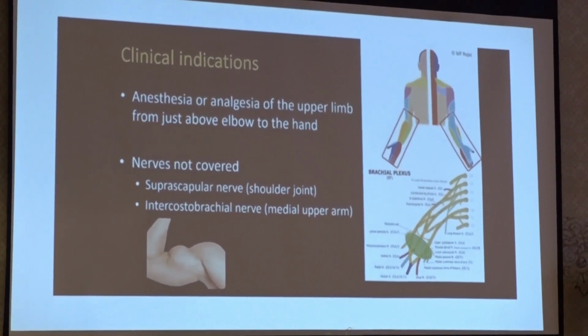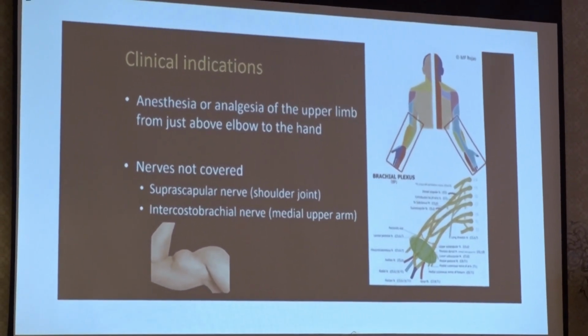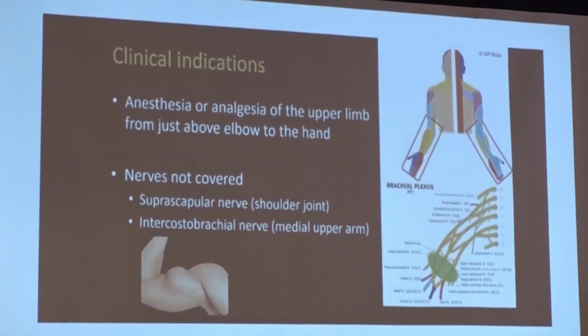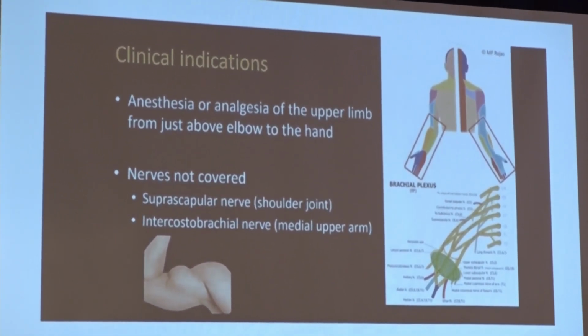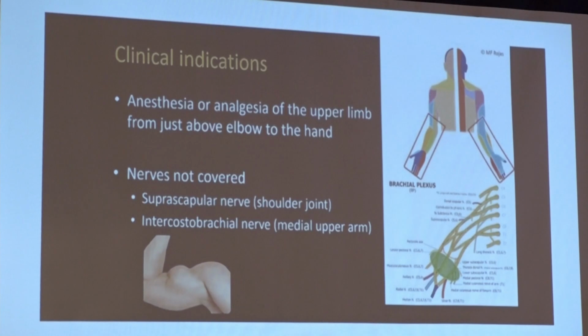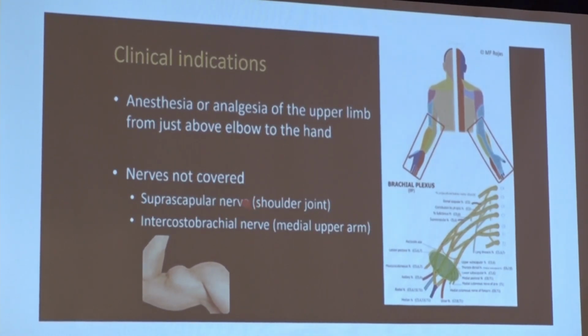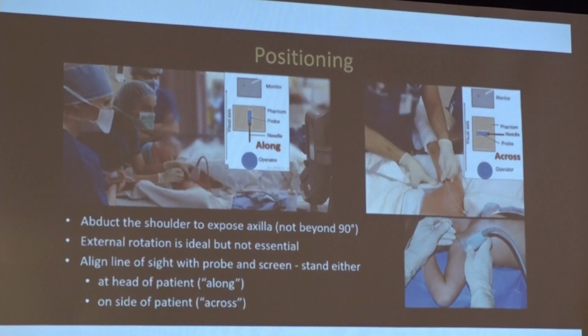Okay, the indication is mainly anesthesia or analgesia of the upper limb from just above the elbow to the hand. Somehow the suprascapular nerve is not covered. If you need it for the shoulder joint, you need to do it separately. And also the intercostobrachial nerve, especially for surgery on the medial upper arm.